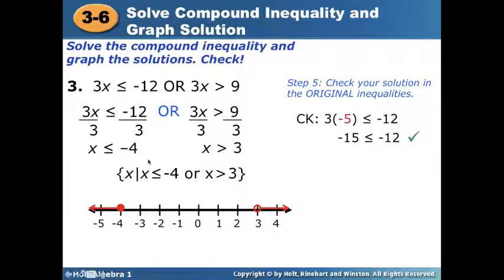Next, the x is greater than 3 came from the second part of our inequality. So check a solution from that portion of the problem. For an OR compound inequality, you must always show 2 checks.